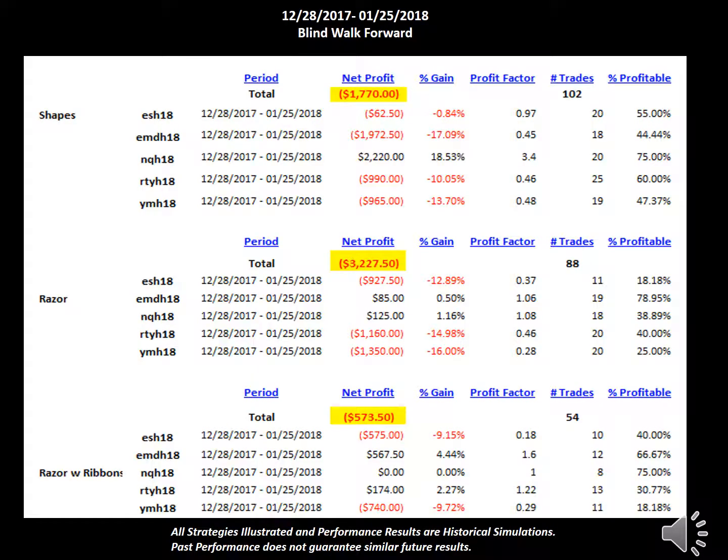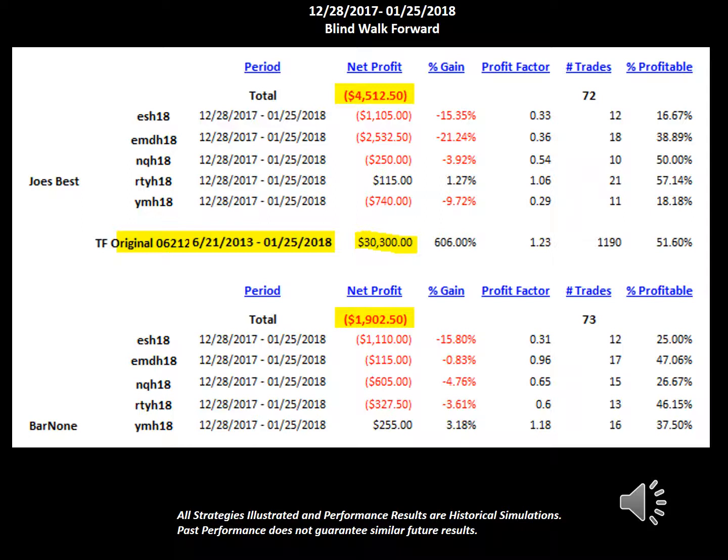Well, here's the simulated performance. You can see that as a group, Razor with ribbons only lost $573, so it was the best one. As far as the best performing item over this last month, it's been the mini NASDAQ on shapes. It made $2,200, had 20 trades, and 75% of them were profitable.